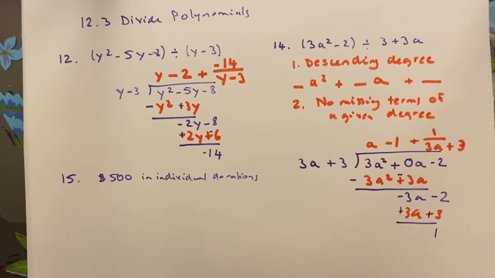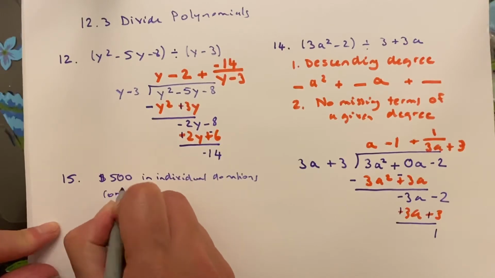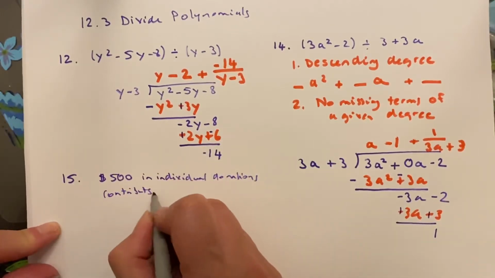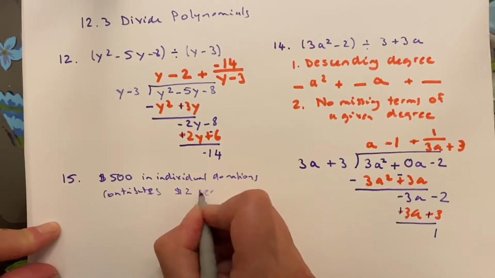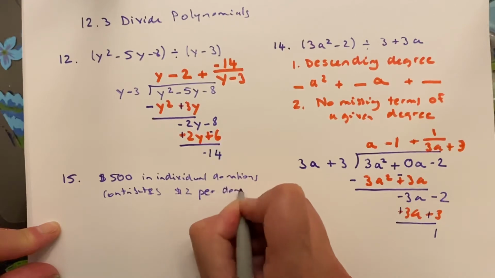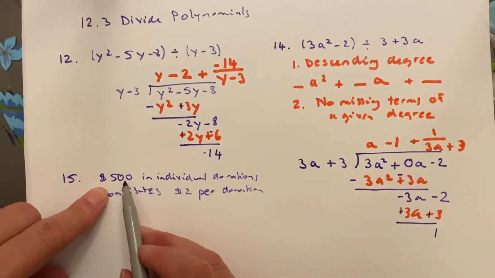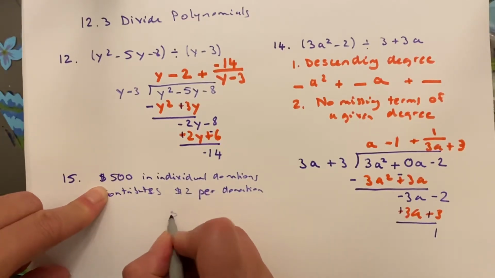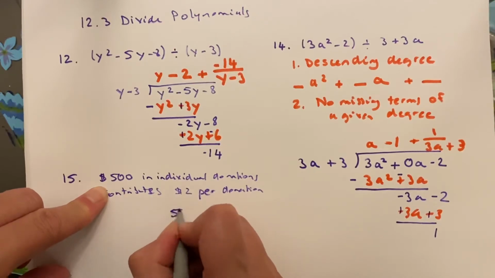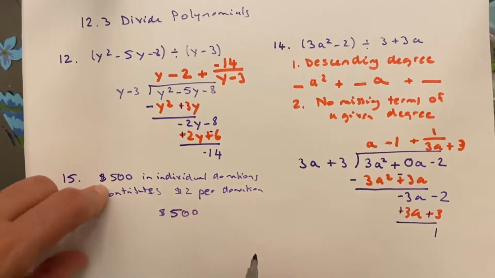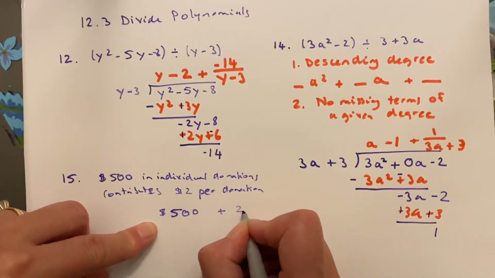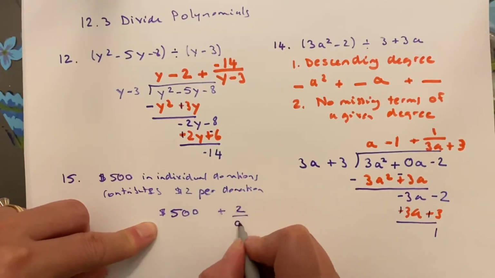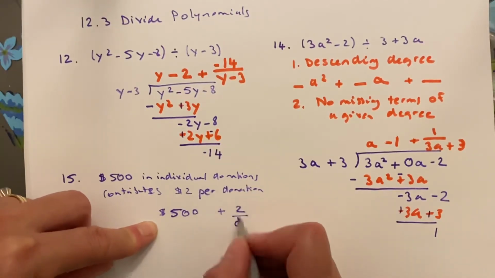His company will contribute $2 per donation that they collect. Oh, my pen's running out of ink. So he's going to collect $500, right, in individual donations. We don't know how many there are, and he's going to give $2 per donation. And we don't know how many, right? But we need $2 per each donation.